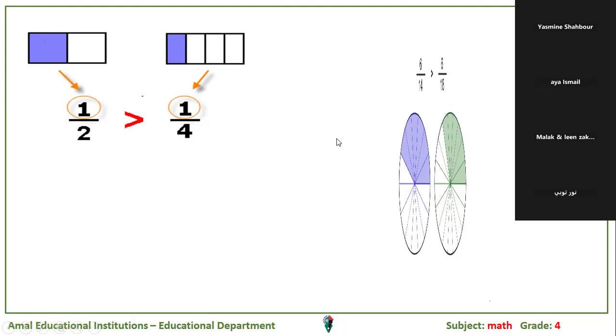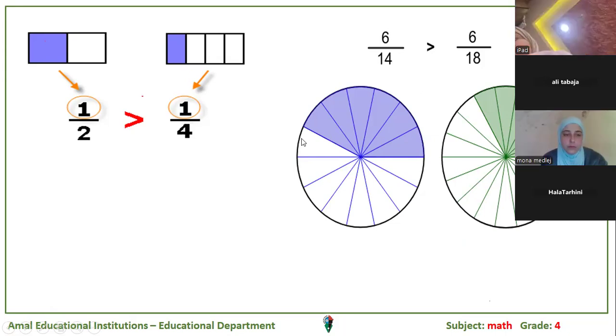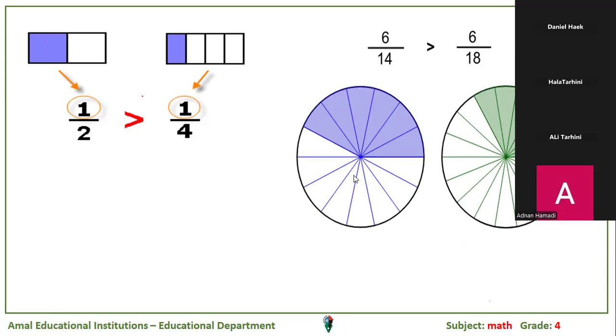Now in the second example, 6/14 and 6/18. Here we have 14 parts and here we have 18 parts. Which fraction is the bigger and why? 6/14. Why? What can you say about the size of the piece? Small. I can't hear you. 14 is smaller than 18.